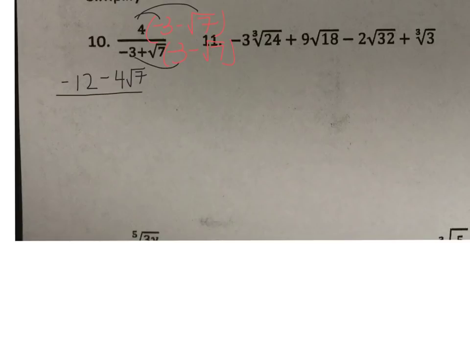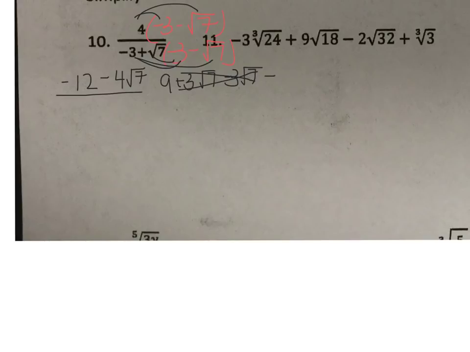I get -3 times -3 is +9. -3 times negative square root 7 is +3 square root 7. And square root 7 times -3 is -3 square root 7. Notice that these cancel. That's why we multiplied by the conjugate. And then minus the square root of 7 times the square root of 7, or the square root of 7 times negative square root of 7.